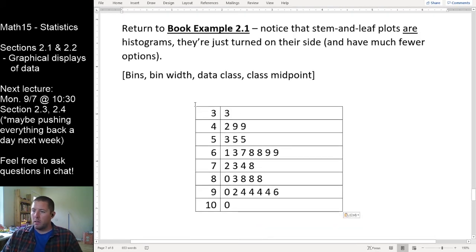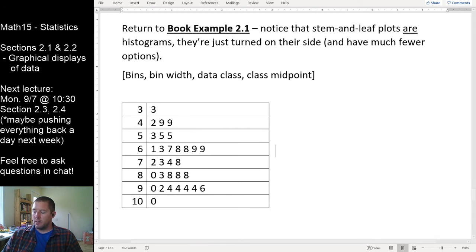Yeah, all right. Didn't even move everything else around. So, the important thing to see here is that this is a histogram. I can make a histogram out of exactly what we're looking at right here, and it's going to look essentially the same.